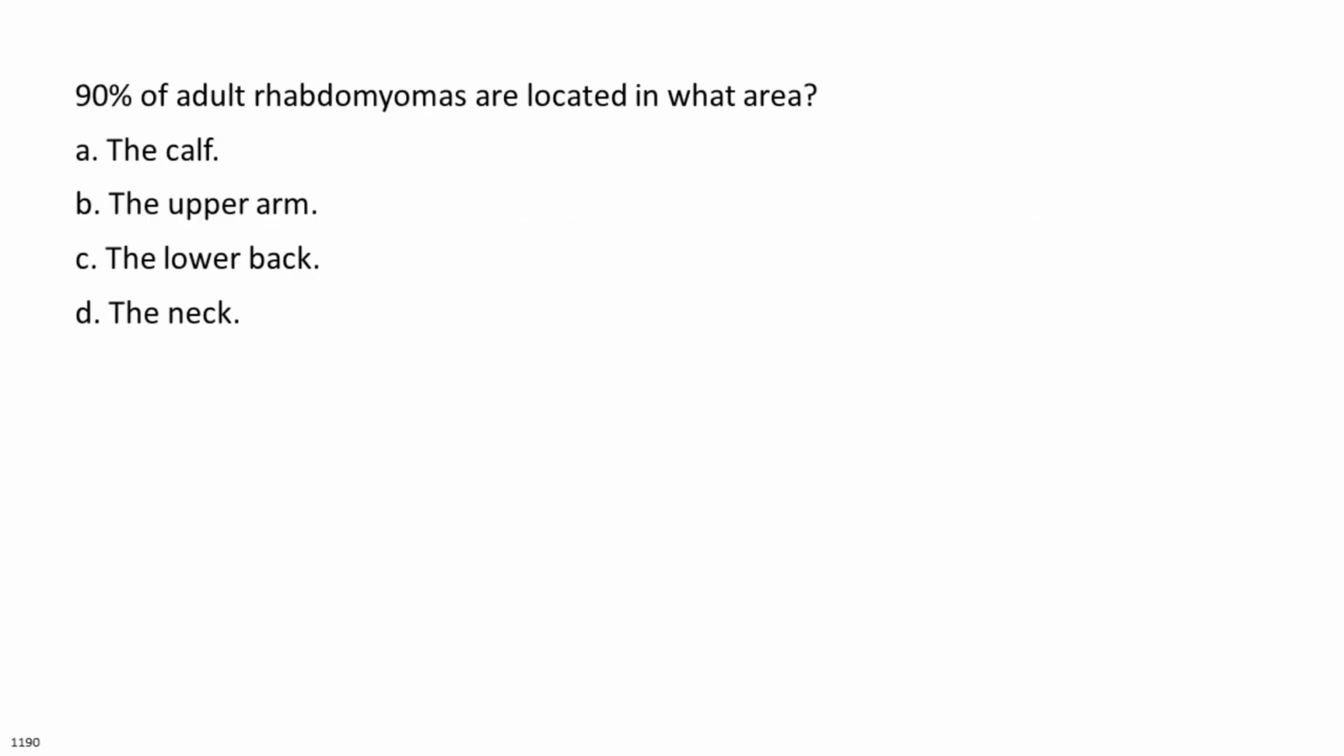90% of adult rhabdomyomas are located in what area? A. The calf. B. The upper arm. C. The lower back. D. The neck.